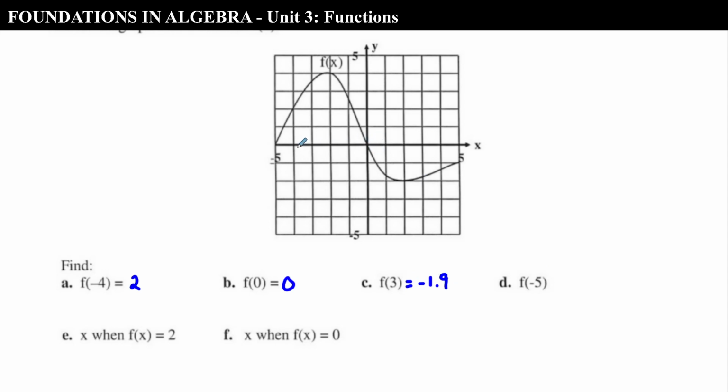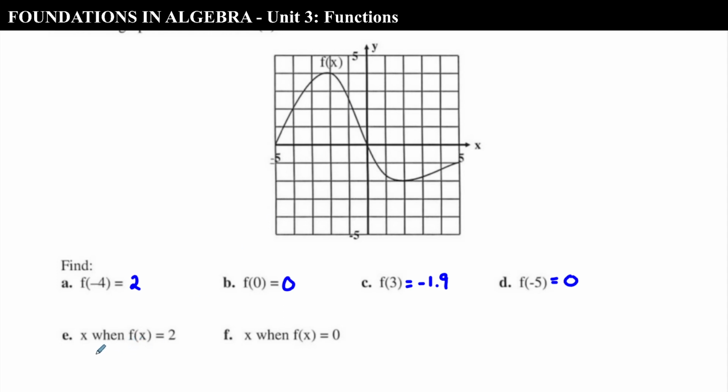f of negative 5, well, that would be 0. Now, what is x when f of x equals 2? Now we're going to look at the y value. What is x when f of x is 2? Well, it's two things. It could be either negative 4, or it could be negative 0.9. Let's say negative 0.9.